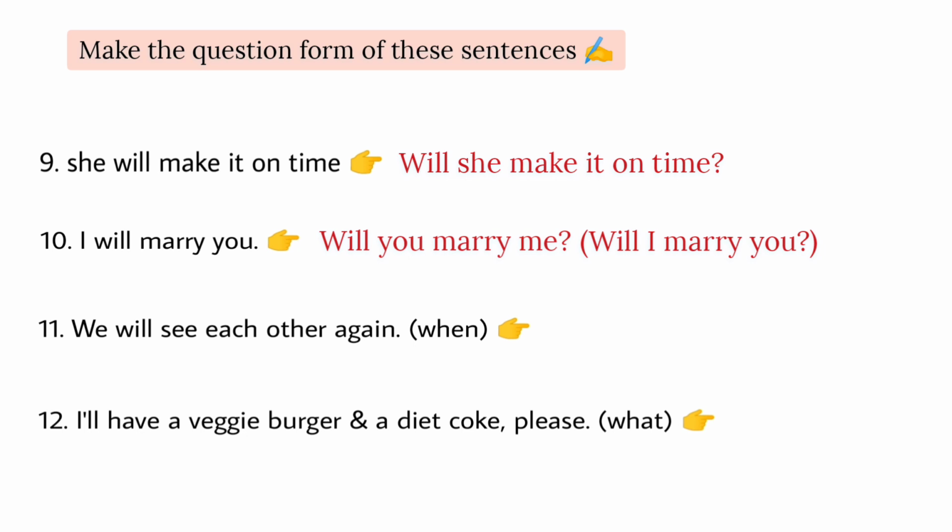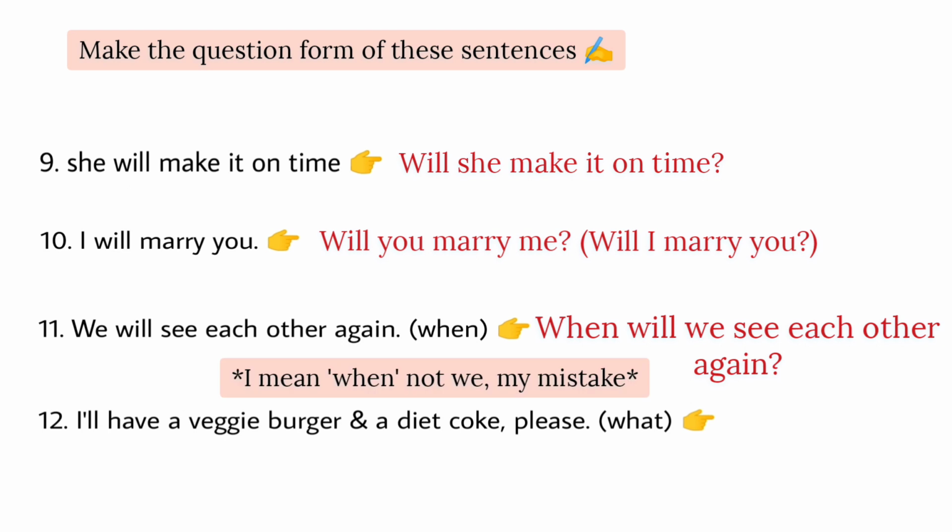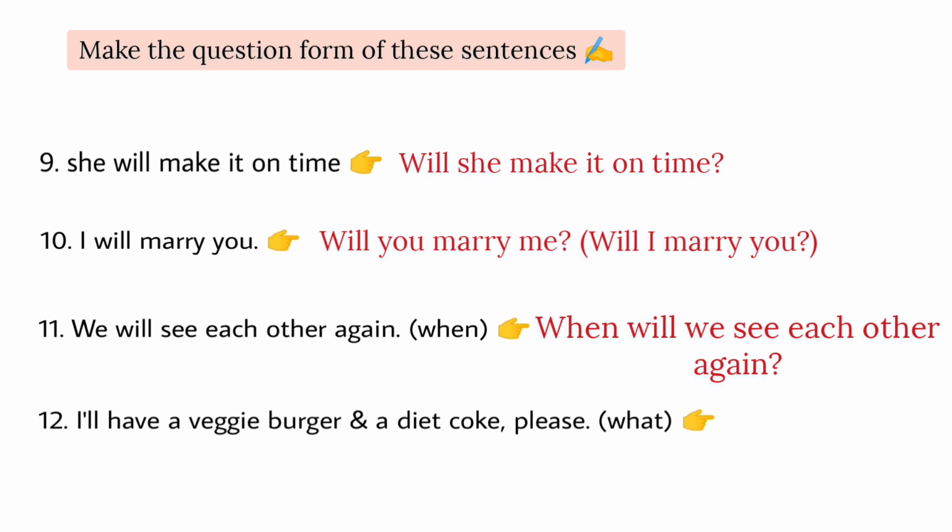The last two sentences are WH questions, and we have to make a WH question. So we say, when will we see each other again? We can make a yes or no question first. Will we see each other again? And then we can bring when to the beginning of the sentence, before will. When will we see each other again?